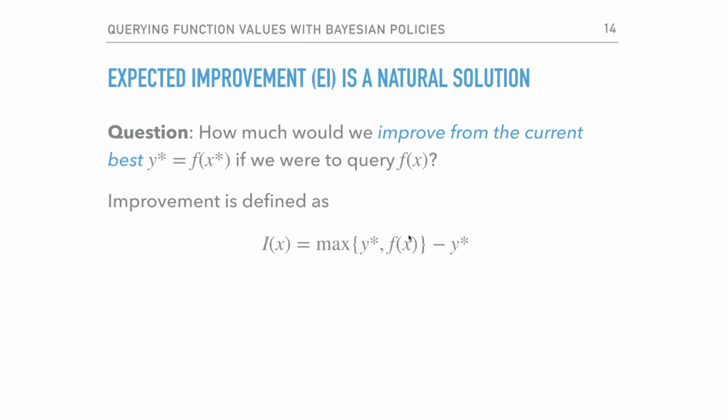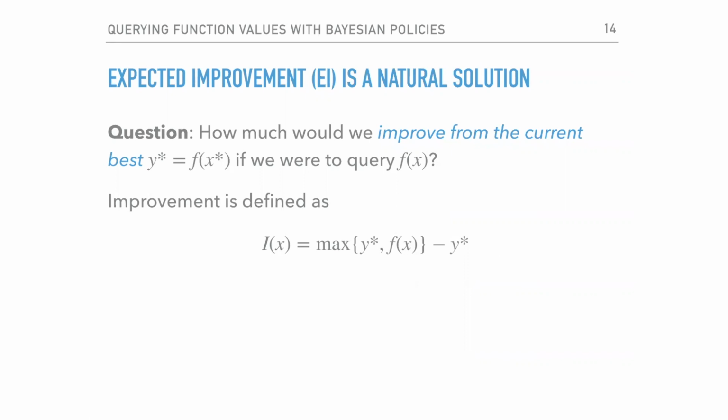If f of x is greater than y star, the incumbent, the best point that we have seen so far, then this whole quantity I of x is equal to the difference between f of x and y star. So we improve by the difference. If f of x is less than y star, however, then this whole quantity is 0. So we don't improve from the incumbent. So it's a natural metric to measure the improvement that we could make.